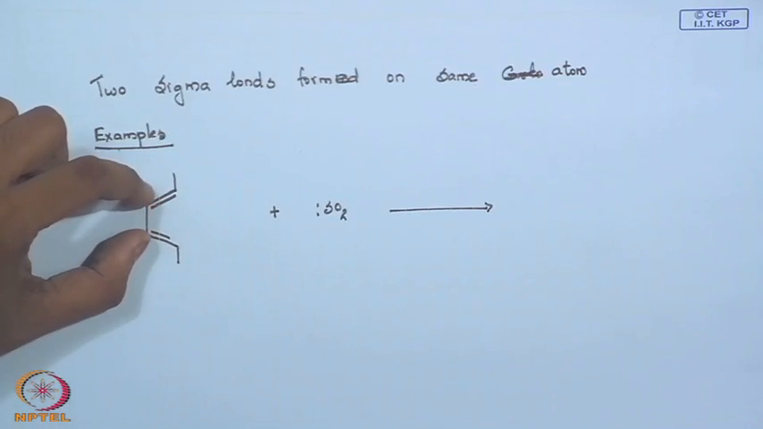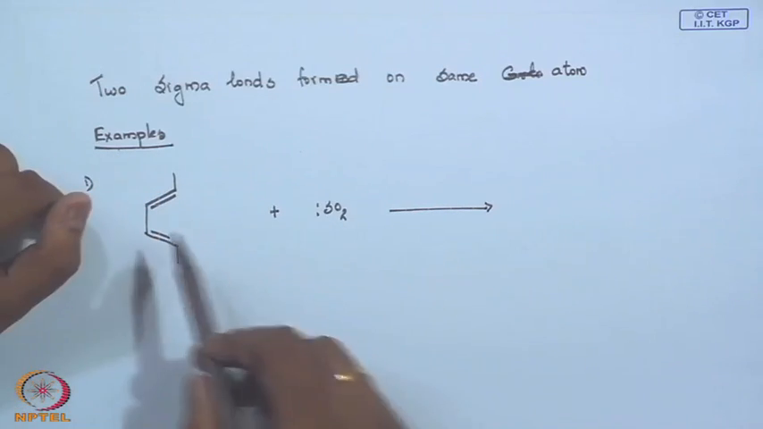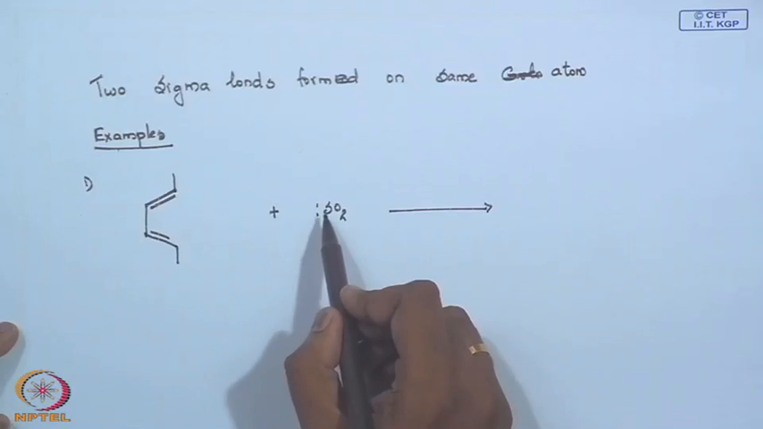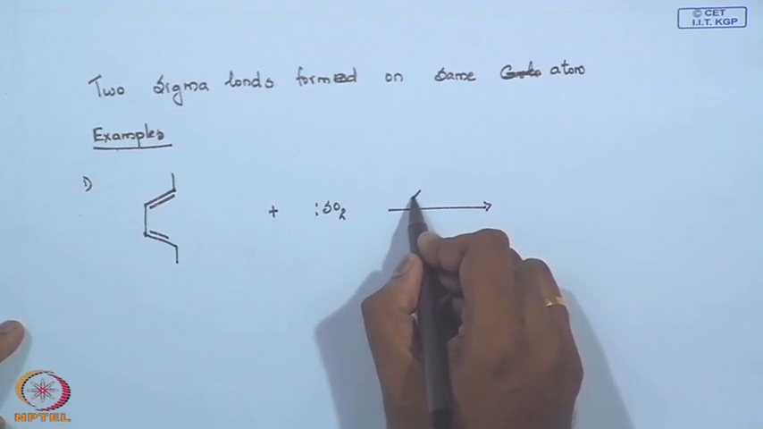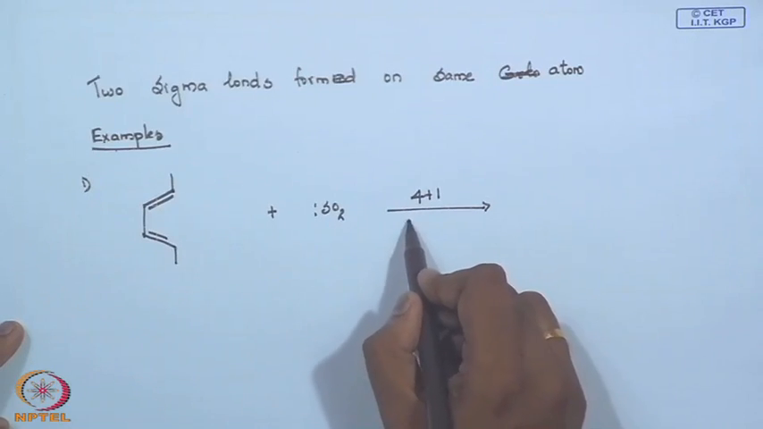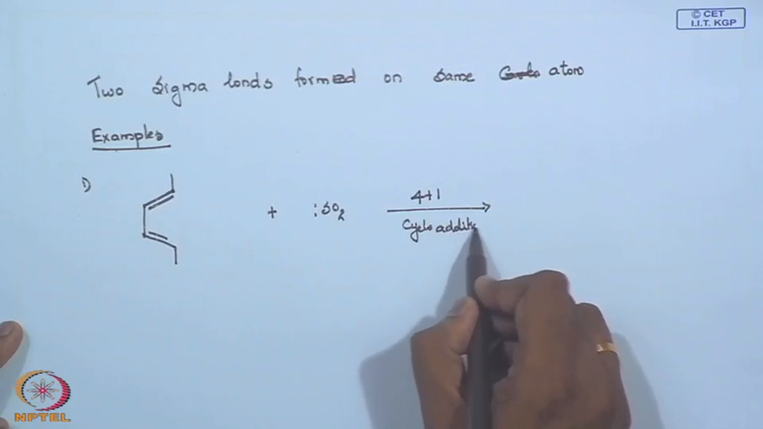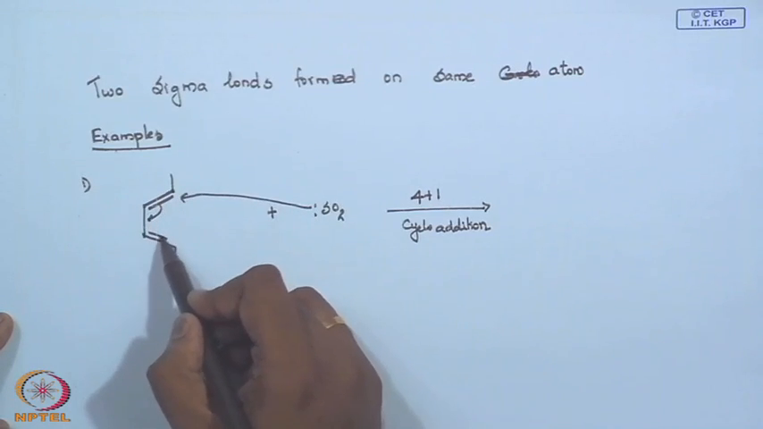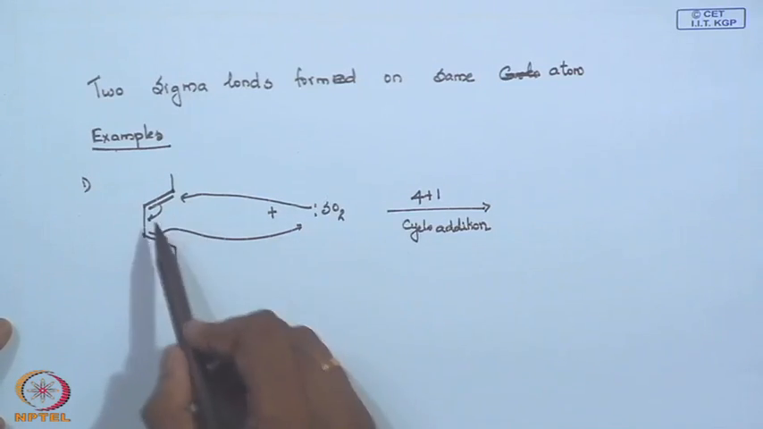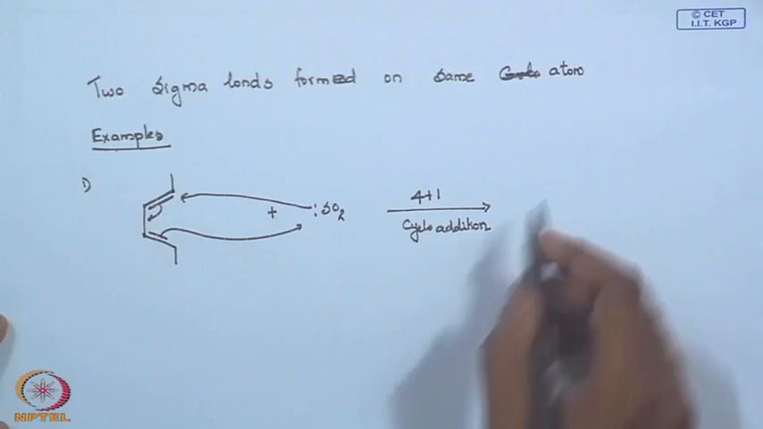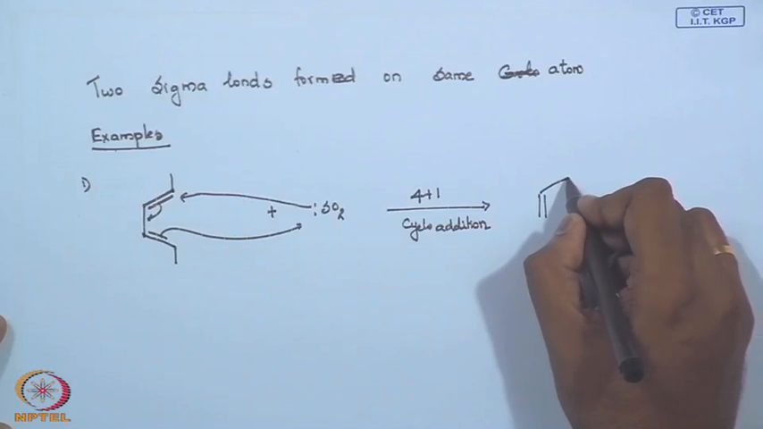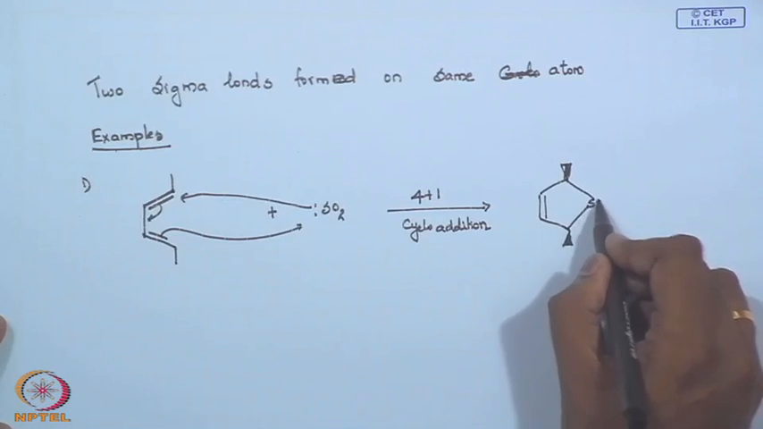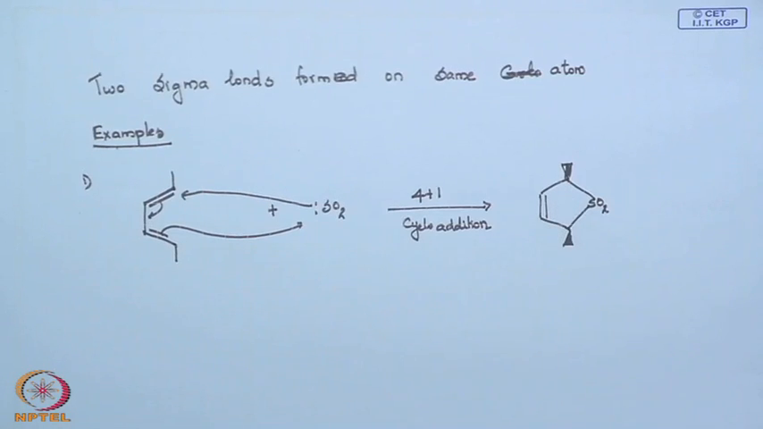If you see, this can be a 4 electron system and a 2 electron system. But if you count the atoms involved, the diene has 1, 2, 3, 4, and in this case it is only 1. With respect to atoms, I can write this reaction as a 4 plus 1 cycloaddition. But with respect to electrons, it is 4 plus 2. With respect to atoms, I am talking about 4 plus 1. Now, if you draw the product, right now do not worry about the stereochemistry. I will come back to the stereochemistry later.